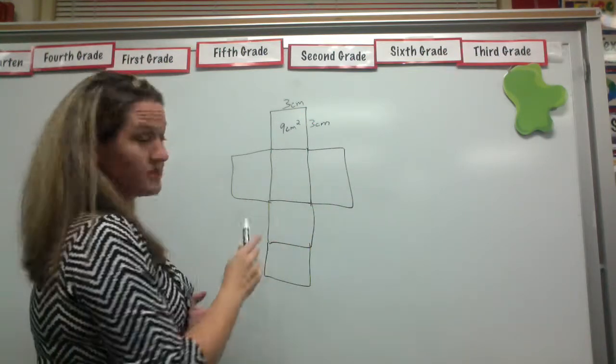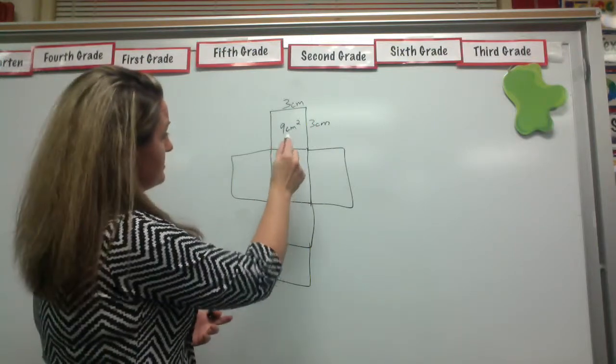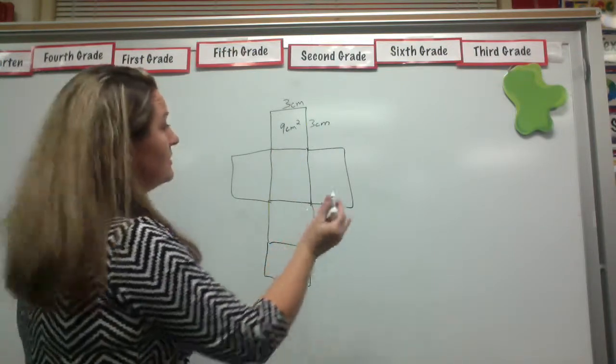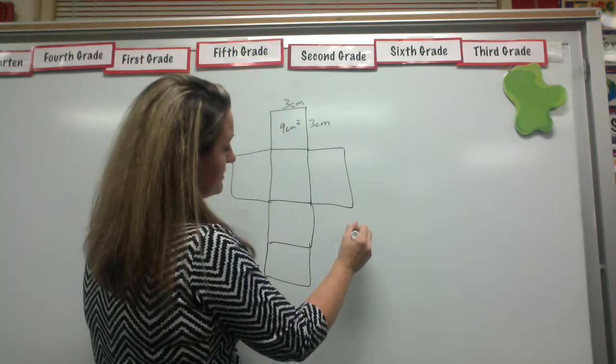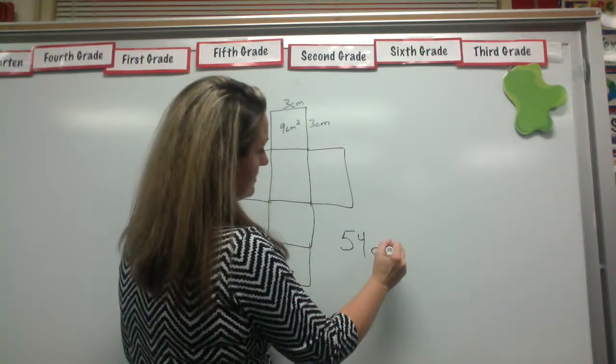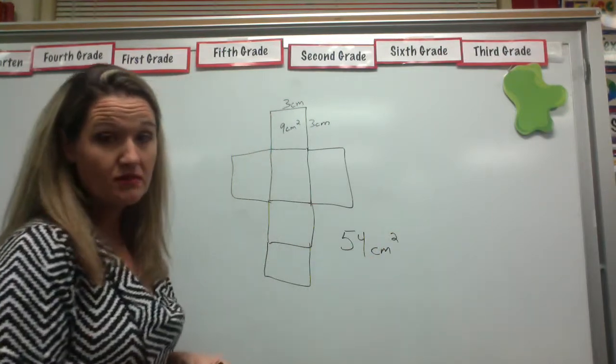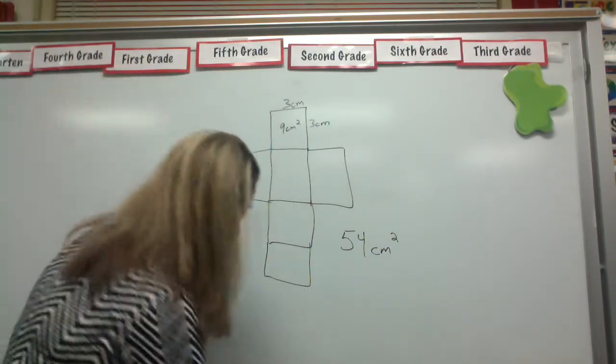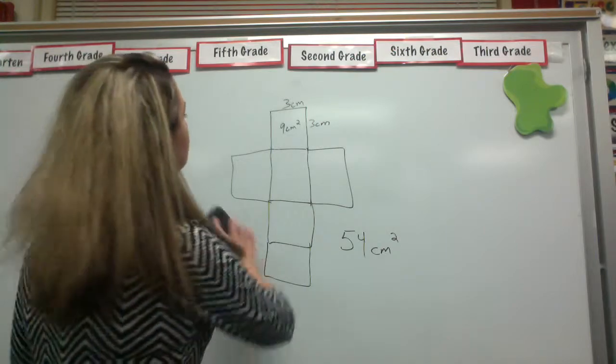So in this case, it's pretty straightforward. We can just do 9 times 6, right? There's 6 faces. So the surface area is 54 square centimeters. Cubes are pretty easy. Unfortunately, they're not all cubes.